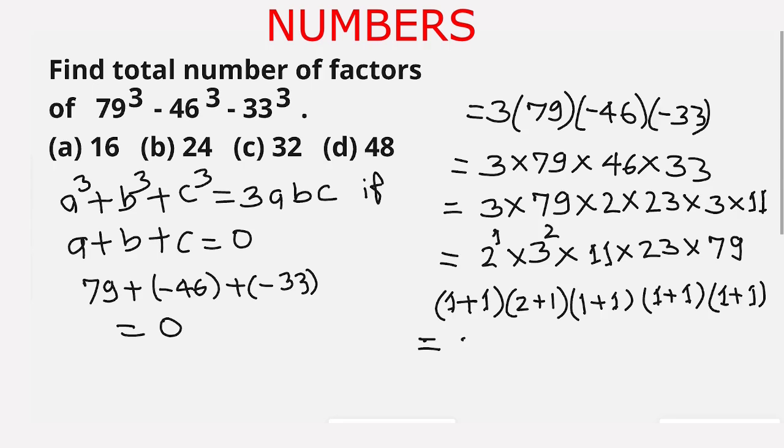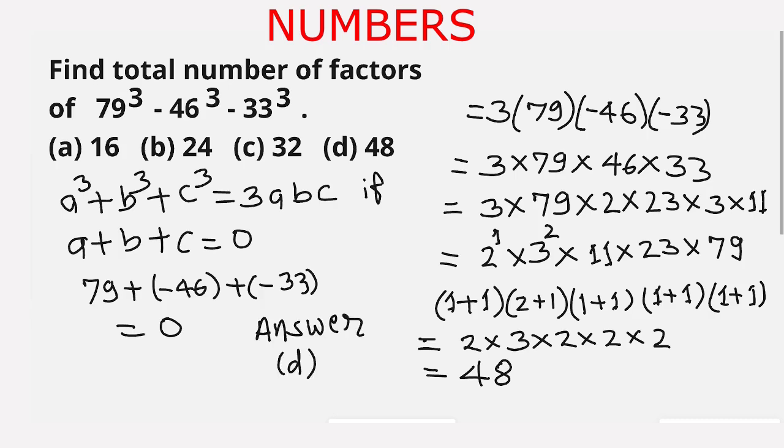This is equal to 2 multiplied by 3 multiplied by 2 multiplied by 2 multiplied by 2. This is equal to 2 times 3 is 6, 6 times 2 is 12, 12 times 2 is 24, and 24 times 2 is 48. So there are a total of 48 factors of the given number. And from the given options, our answer is option D, 48 factors. I hope you have understood the method of solving such type of questions.